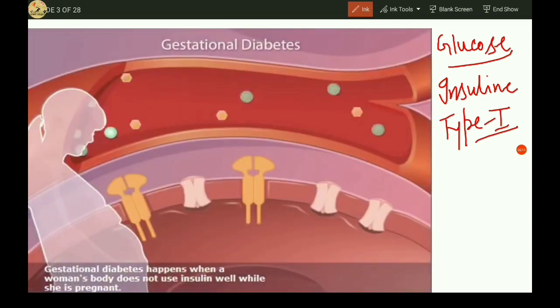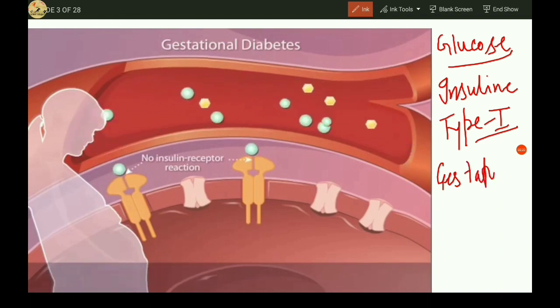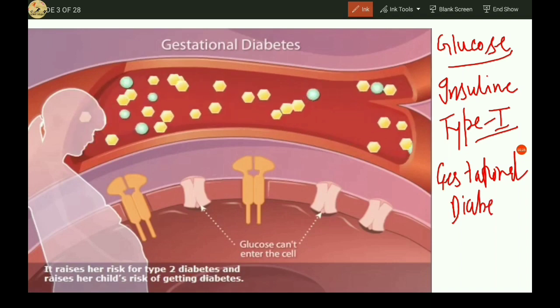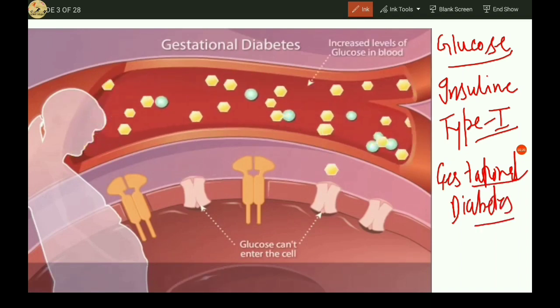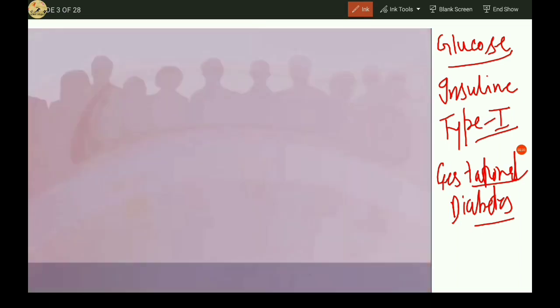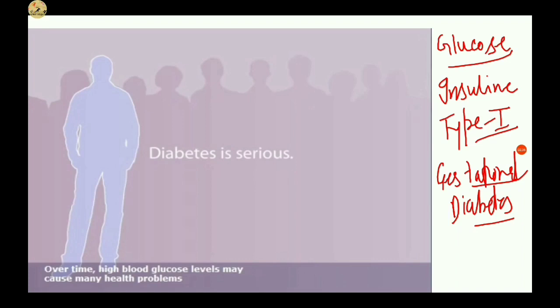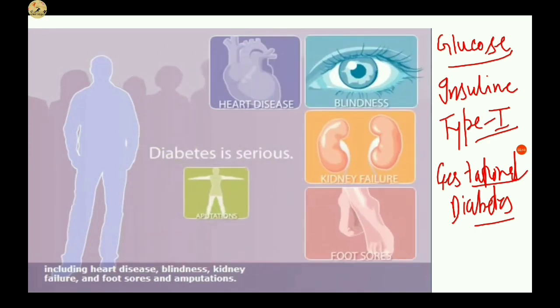Gestational diabetes happens when a woman's body does not use insulin well while she is pregnant. It raises her risk for type 2 diabetes and raises her child's risk of getting diabetes. We can see gestational diabetes in pregnant women. Diabetes is serious. Over time, high blood glucose levels may cause many health problems, including heart disease, blindness, kidney failure, and foot sores and amputations.